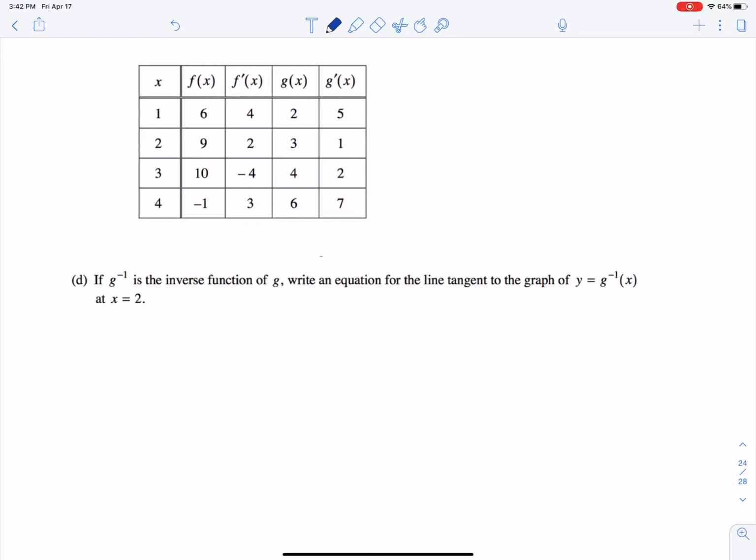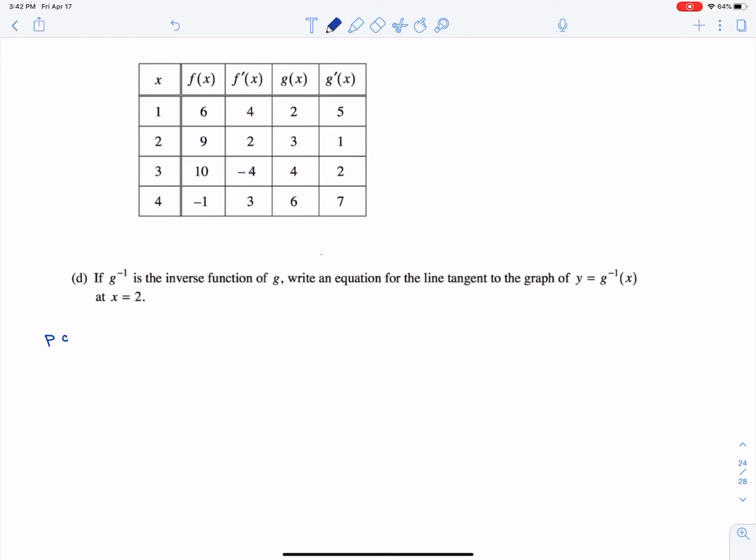Okay, so we're being asked to find the inverse function. So let's think what we need. In order to write the equation of a line, we need two things. What are the things we need? We need a point, and we need a slope. Let's start with the point.